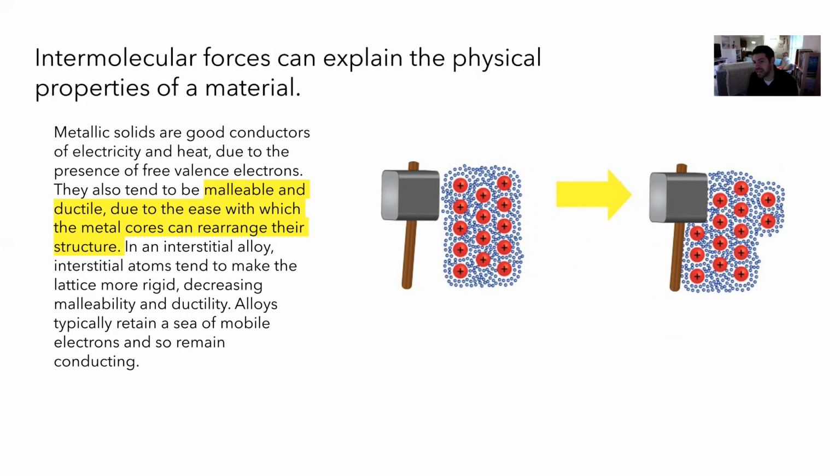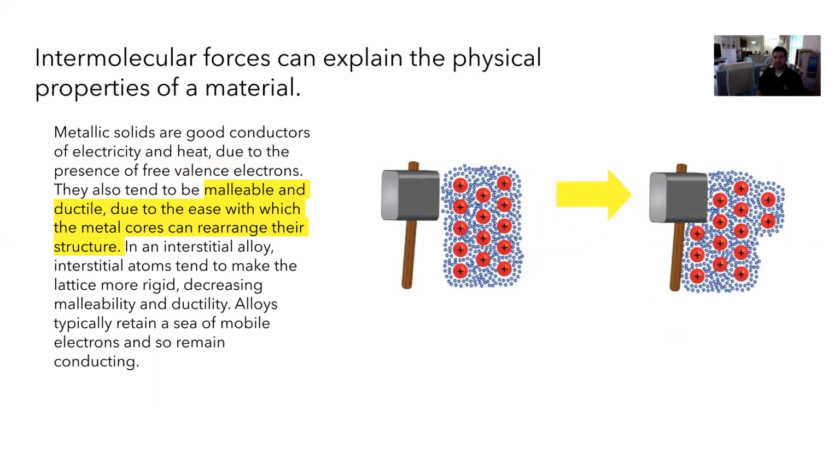So malleable: if you hit a metallic solid with a hammer, you may move some of those atoms, but that sea of electrons will adjust, it'll kind of move with them. So you can deform a metal, but it won't necessarily break, it won't shear, it won't rip apart like a brittle ionic solid.